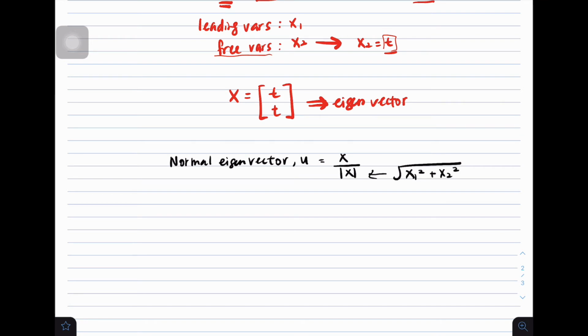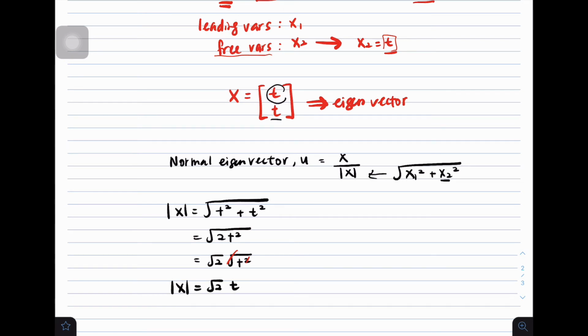Okay, so let's find the magnitude of x first. So square root, your x1 is t, so you have t squared, plus your x2 is t as well, so you have t squared. Therefore here you have the square root of 2t squared. You can separate it, it will become square root of 2 and square root of t squared. So this one can be cancelled out. Okay, so what you are left with is the magnitude of x is equal to square root of 2 times t.